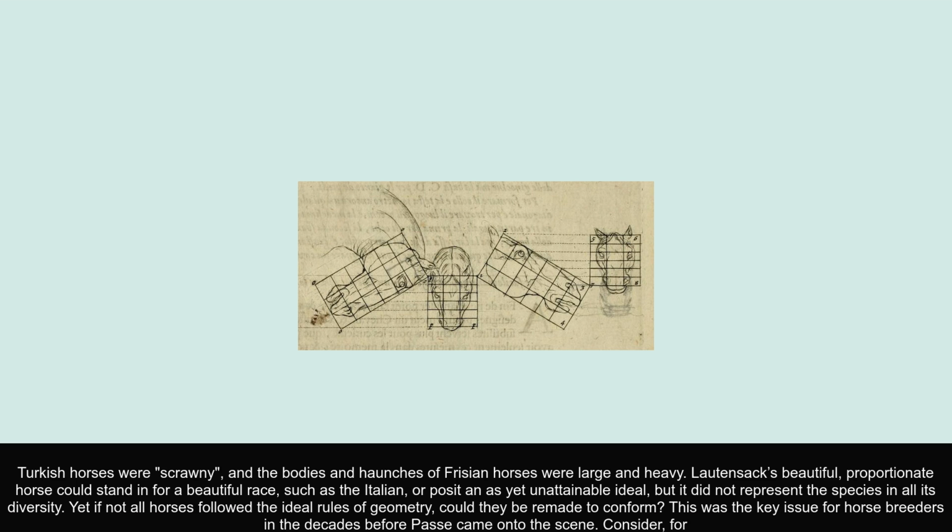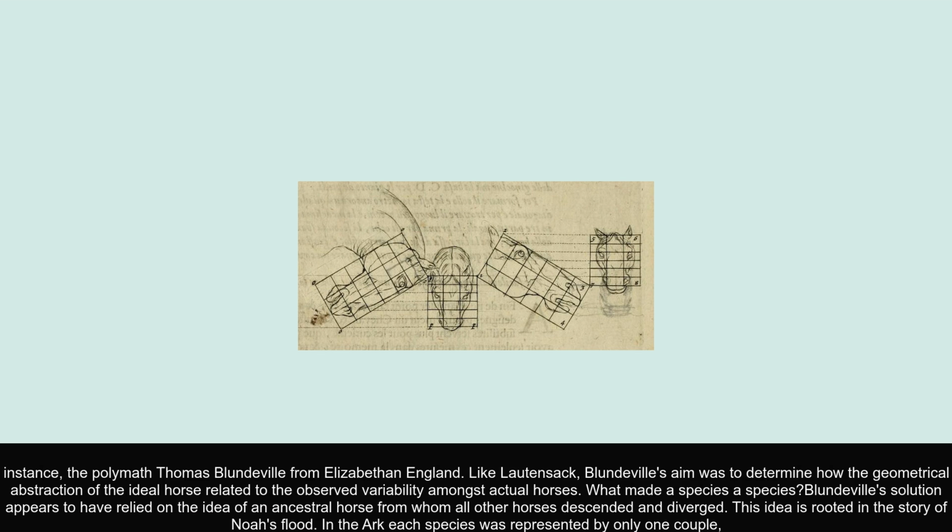Consider, for instance, the polymath Thomas Blundeville from Elizabethan England. Like Lauf Densack, Blundeville's aim was to determine how the geometrical abstraction of the ideal horse related to the observed variability amongst actual horses. What made a species a species? Blundeville's solution appears to have relied on the idea of an ancestral horse from whom all other horses descended and diverged. This idea is rooted in the story of Noah's flood.